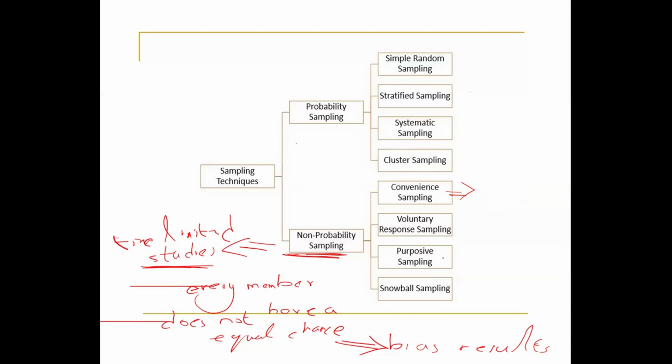Then we have judgmental sampling, or purposive sampling. So the analyst will select who he thinks is the most useful. Then we have snowball sampling. In snowball sampling, existing subjects recruit future subjects. So this is commonly used with hidden populations.